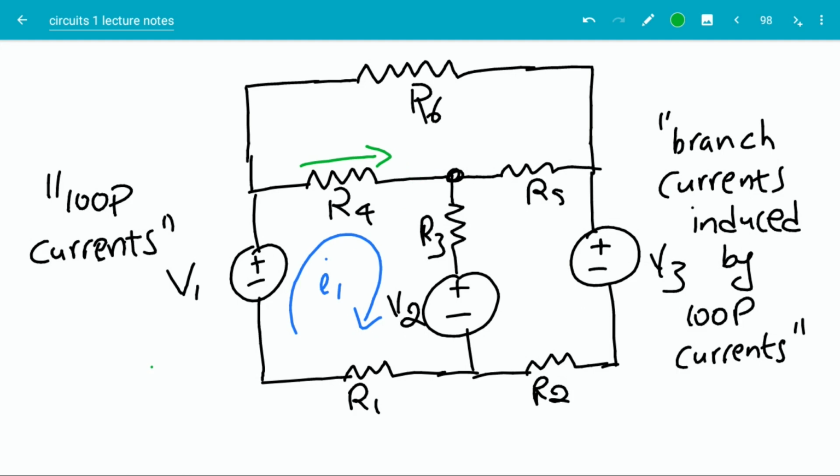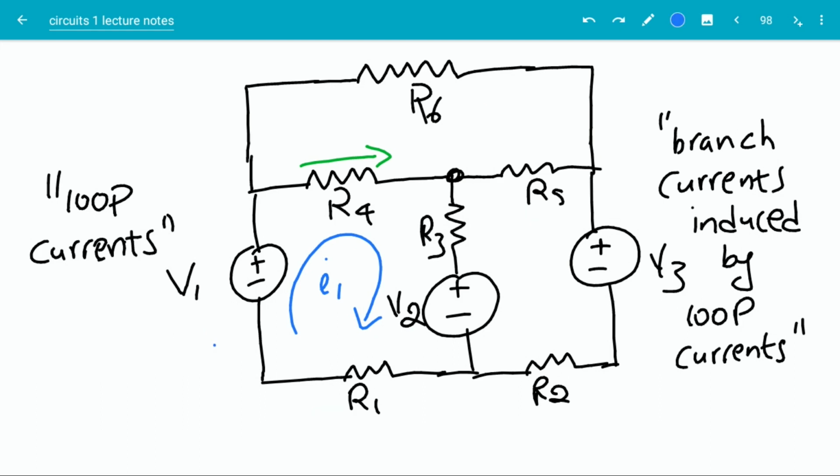Now we say the loop currents induce branch currents, and the way you calculate the branch currents induced is this: the current flowing through each branch will be the sum of all loop currents. So in this example, there is I1 flowing through V1, there is I1 flowing through R1, there is I1 flowing through R3, the same is flowing through V2, and the same is flowing through R1. But there are no loop currents flowing through R6, R5, and R2, and V3.